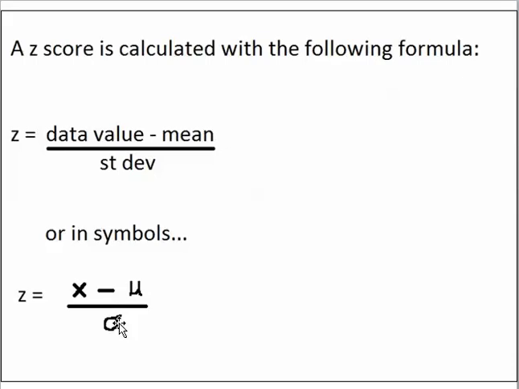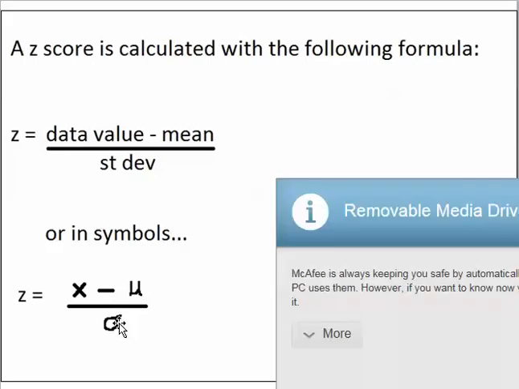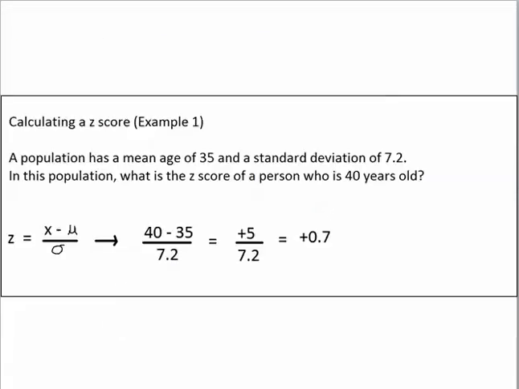Let's look at a few examples of using this formula to calculate a z-score. In each of these examples, we're going to take a certain data value and plug it into the z-score formula to turn that data value into a z-score. Here's our first example. A population has a mean age of 35 and a standard deviation of 7.2. In this population, what's the z-score of a person who's 40 years old?